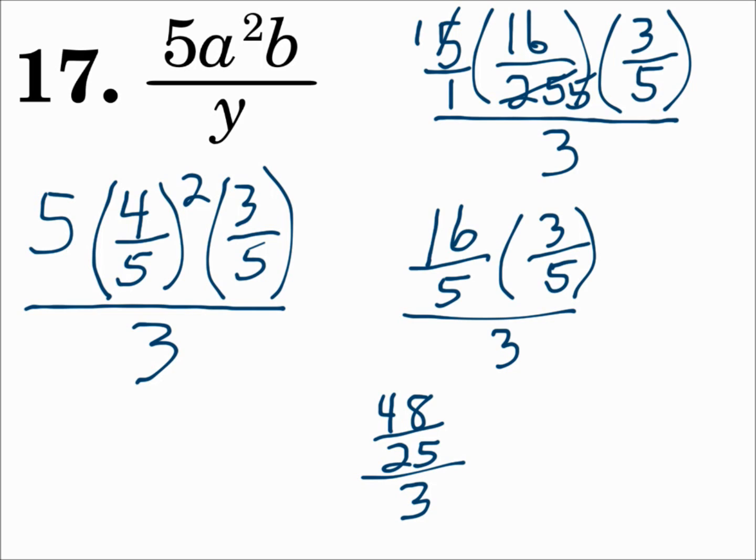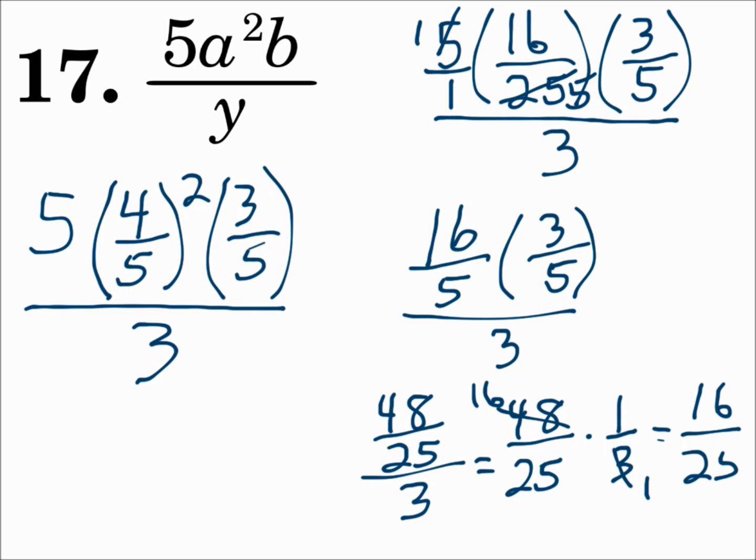This can be simplified. When you divide fractions, remember you can change to multiplication and flip the second one. So if I'm dividing by 3, I'm really multiplying by 1/3. Switch to multiplication and flip the second one. 3 and 48 are both divisible by 3, so reduce first. And then when you multiply, you get 16 over 25.